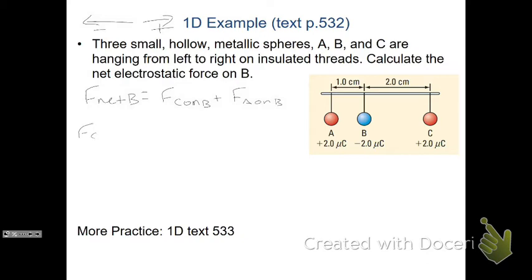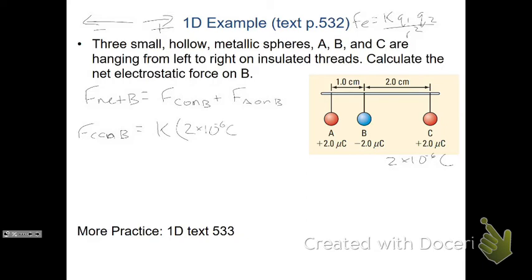Okay, so F C on B equals, so we're going to use our Coulomb's law again, so F E is equal to K Q1 Q2 over R squared. So F C on B is going to be K times, what is the charge of C? That's going to be 2 microcoulombs, which is 2 times 10 to the negative 6 coulombs. Good.